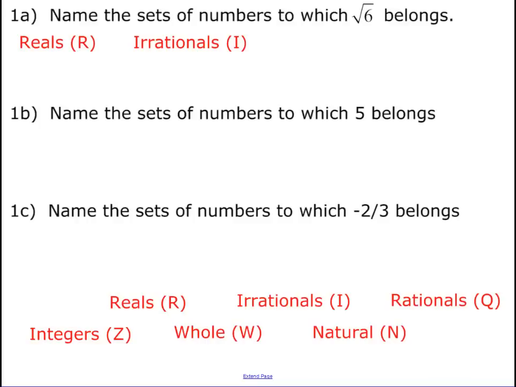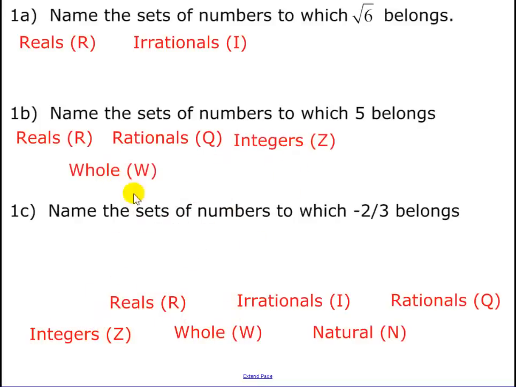Our second question, name the sets of numbers to which 5 belongs. Well, it's a real number. I can write 5 as a fraction, so therefore it's a rational number. It's an integer. It is also a whole number and one of our natural numbers. So it's all of them. But notice how it's not rational and irrational. It can only be one of the two.